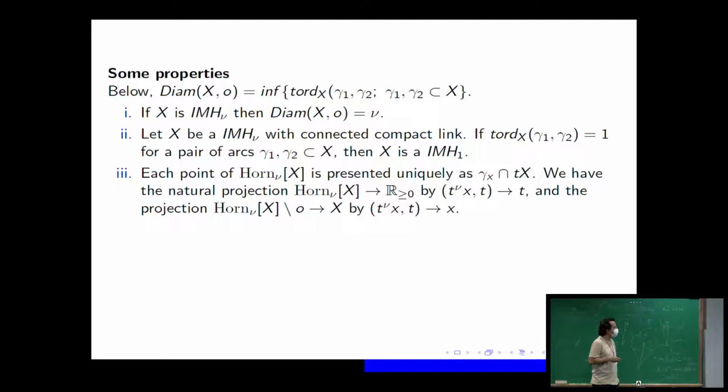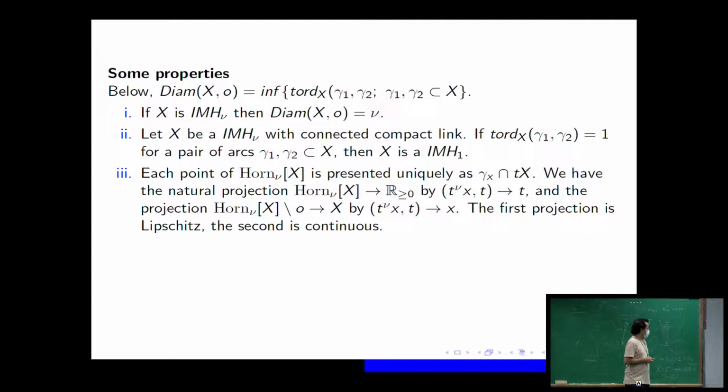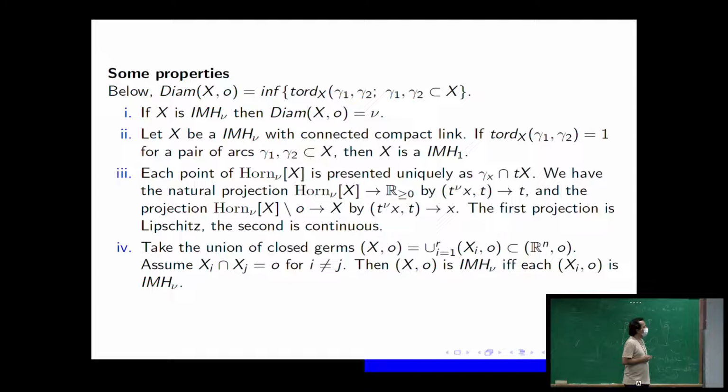And you have natural projections from this horn to the line, and from this horn to X. The first one is Lipschitz, the second is a continuous projection. This can be useful. Another property: if you take a union of closed germs, and a subgerm is an inner metric horn, then the germ is also an inner metric horn. This is specifically important for inner metric.